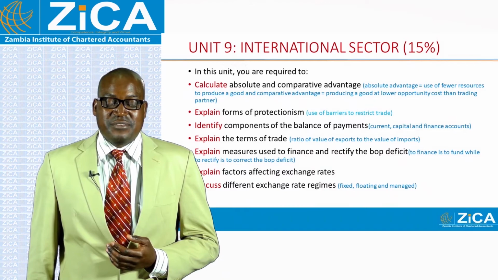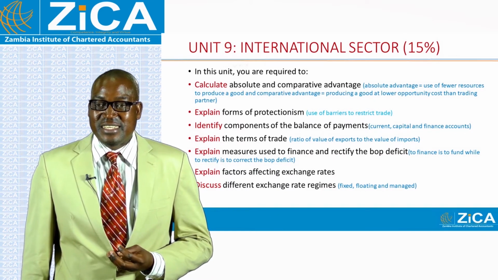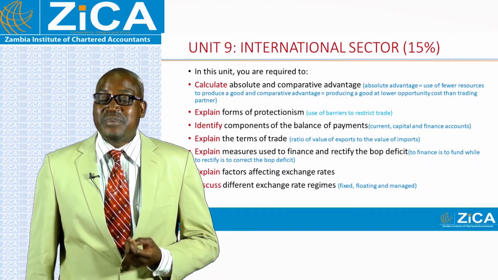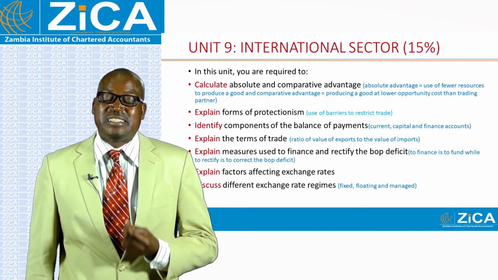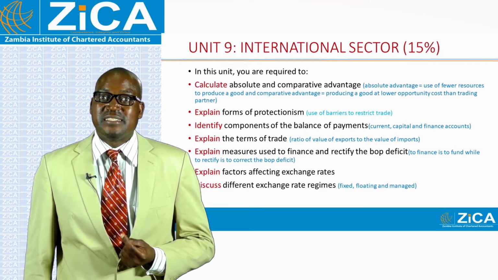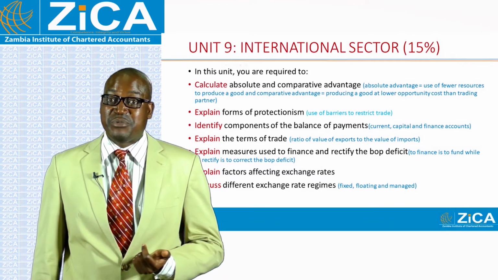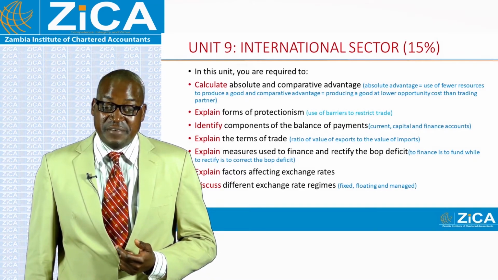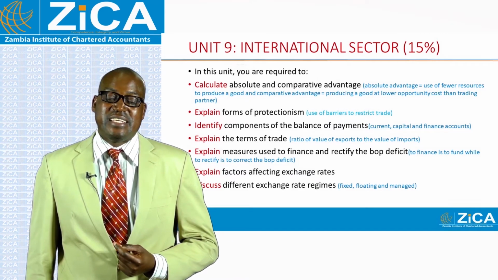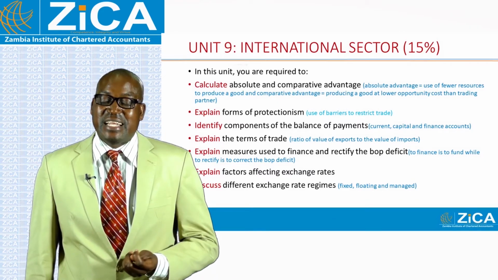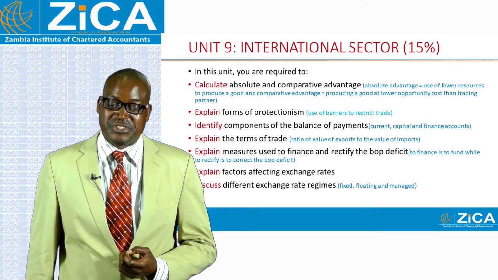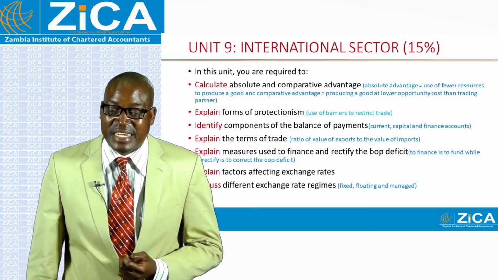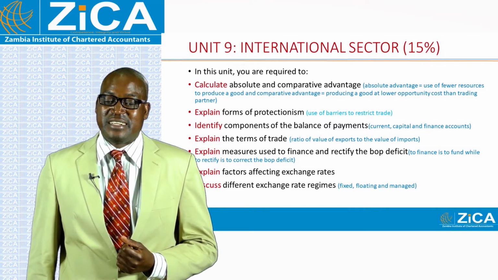Next one, we'll look at Unit 9, which deals with international sector. This unit carries 15%. And here, what we are supposed to demonstrate understanding of is international trade. What is international trade? We know that international trade is trade between countries, and we need to demonstrate as well what are the benefits that countries get when they engage in international trade, as well as particularly the issue of theories of international trade. Here we are supposed to do the calculations of absolute advantage and comparative advantage.